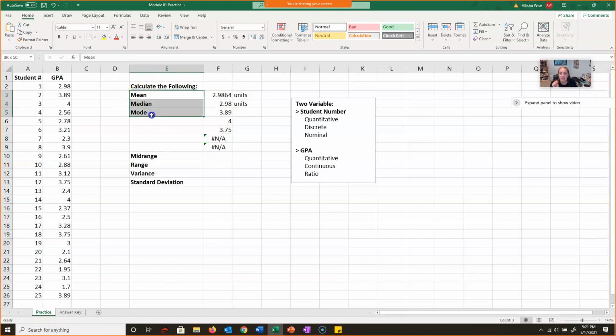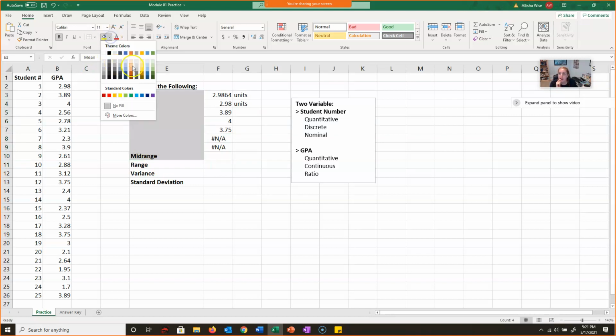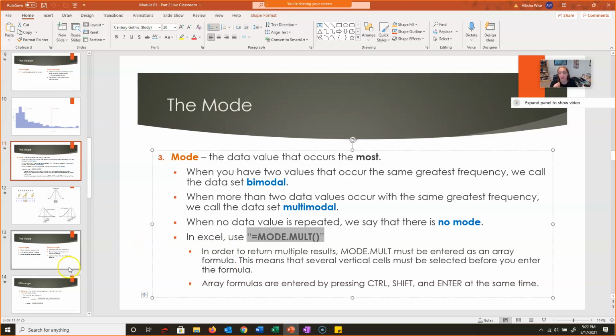So these 4 are the measures of center. So I'm going to go ahead and do that with orange. So orange, those are the measures of center. So we have one more that we need to calculate, which is the mid-range.